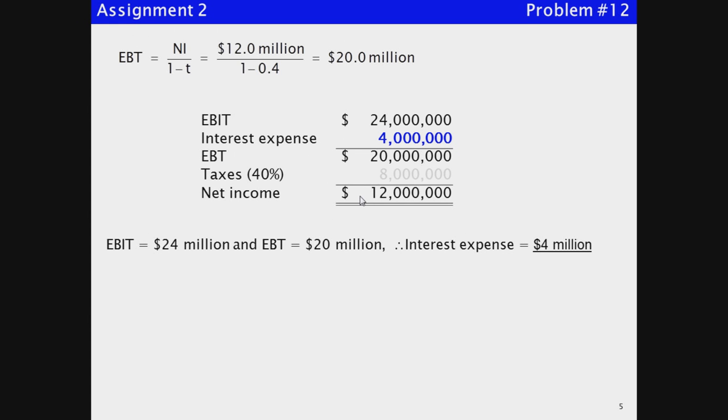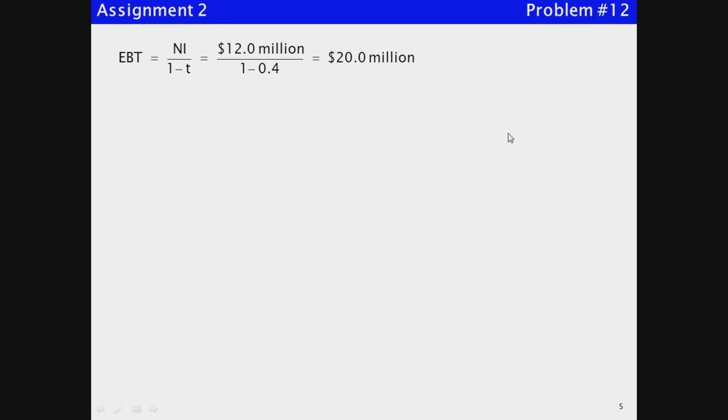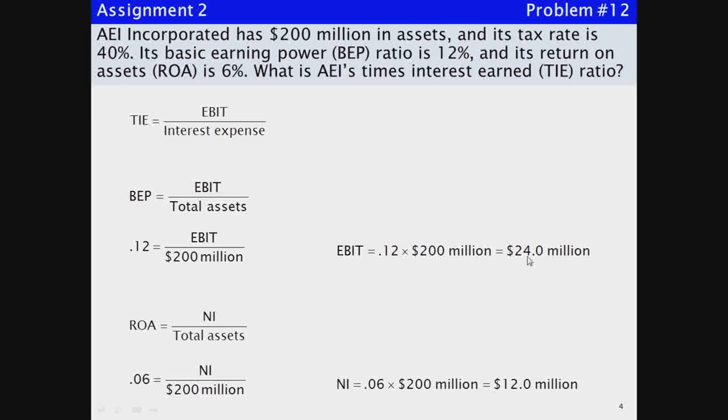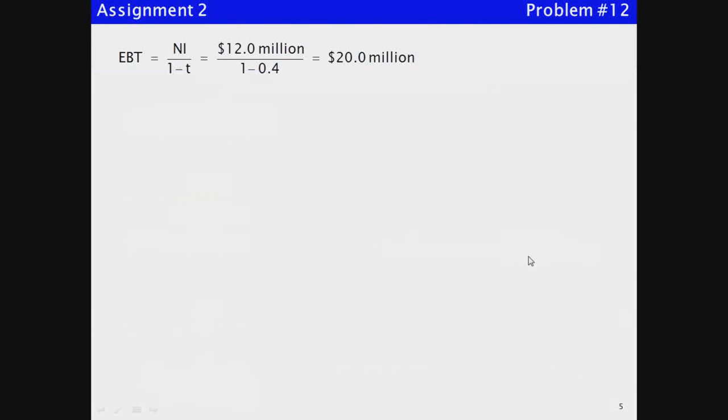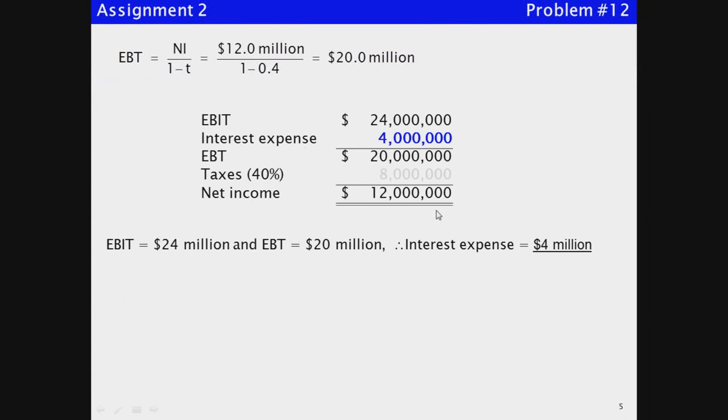Right? So we took the net income of $12 million, we divided by 1 minus t to find EBT of $20 million. Knowing that EBIT was $24 million, remember we solved that over here, we then were able to determine that interest expense is $4 million, and therefore the times interest earned ratio is $24 million of EBIT over $4 million of interest expense, or 6.00 times.